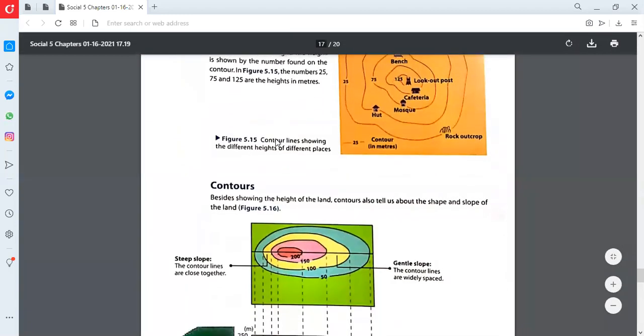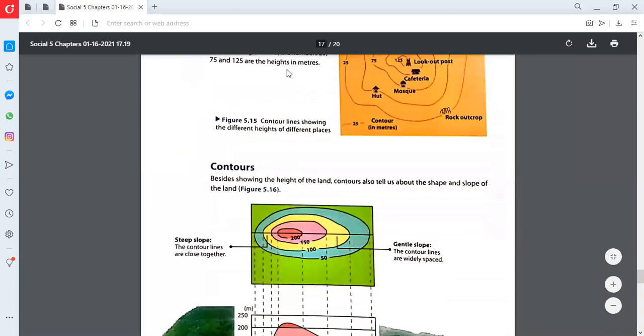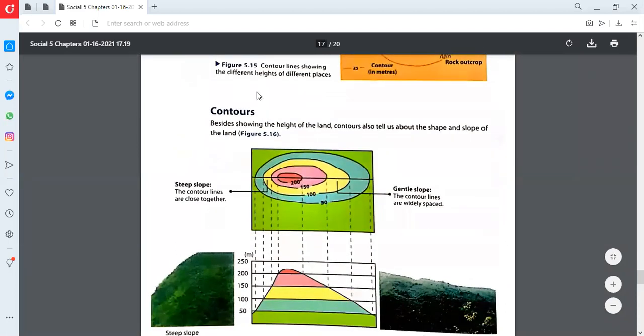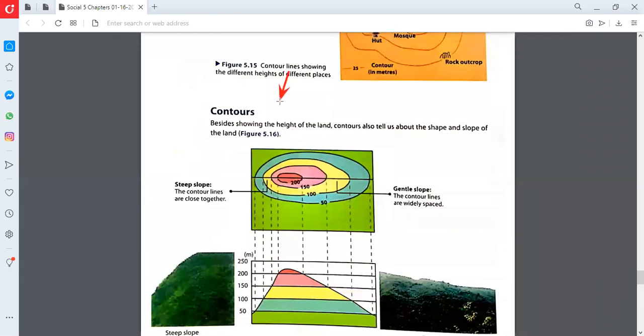Now, contours besides showing the height of the land, we see one thing. Contours help us to find out the height or show us the height. But they also tell us about the shape and slope of the land. Shape, this is the shape, and this is the slope. Slope of a land. See, in this picture, they are showing the slope, that it's a heighted area.